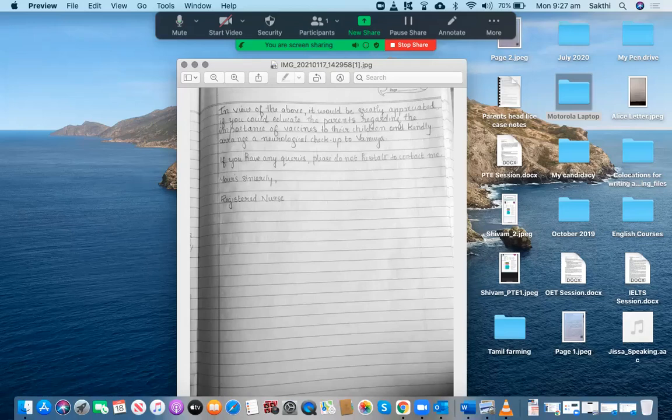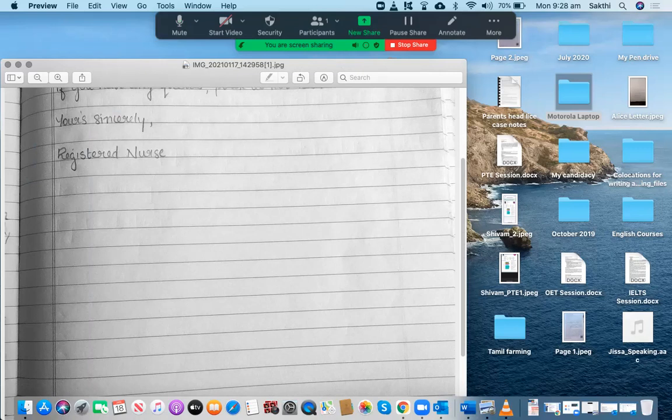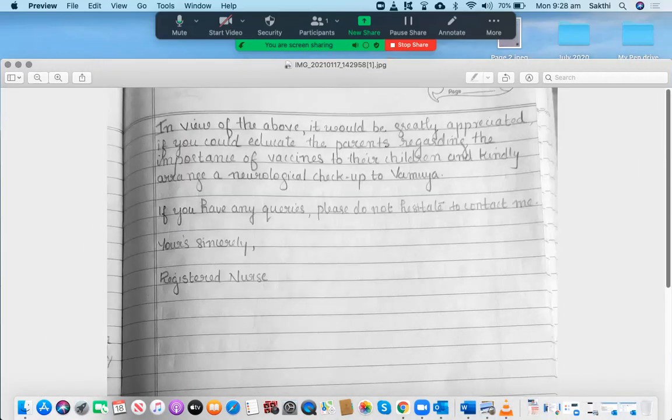Okay, this is the next one. All right, let's go through this now. In view of the above, it would be greatly appreciated if you could educate the parents regarding the importance of vaccines to their children and kindly arrange a neurological checkup to Vamuya. If you have any queries, okay, so this one is good. There are no grammar mistakes here.